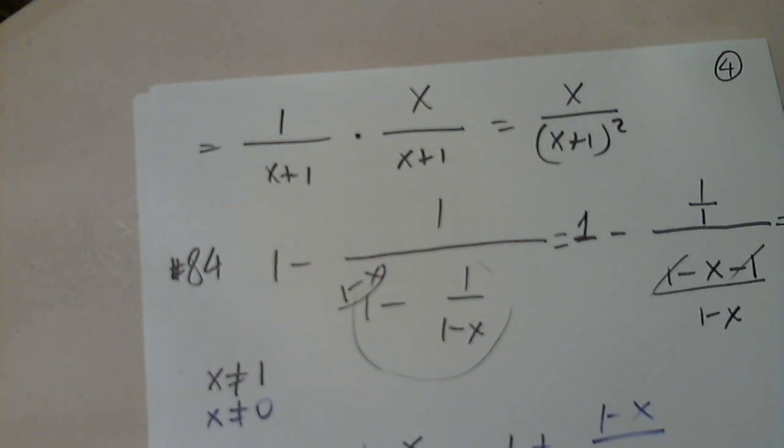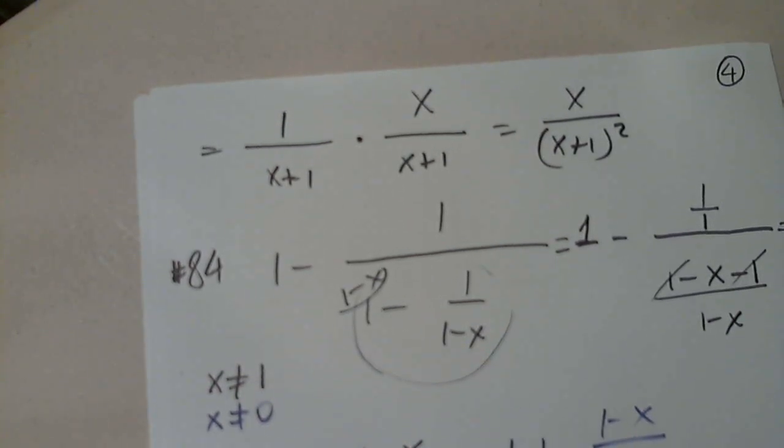I am allergic to negative denominators. So I can distribute this up here or distribute it here, not to both. And I prefer to distribute it here. And I change it like this.